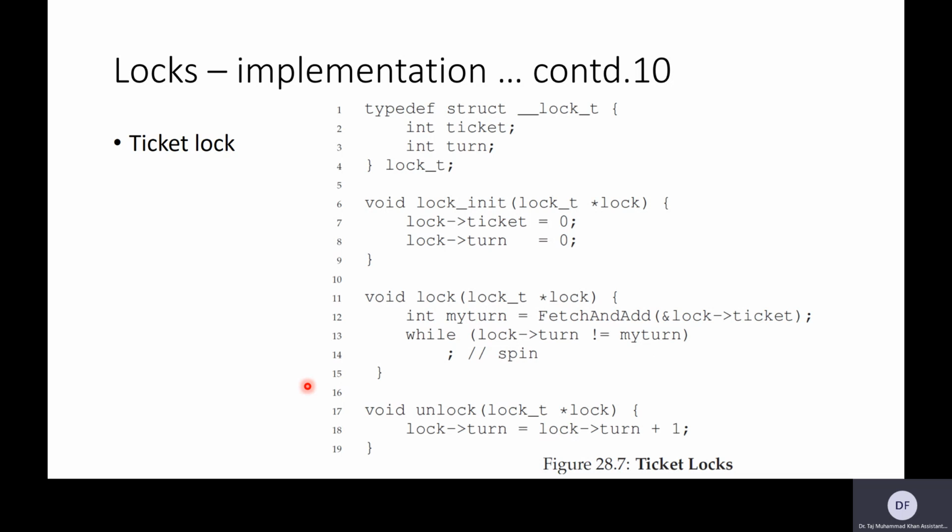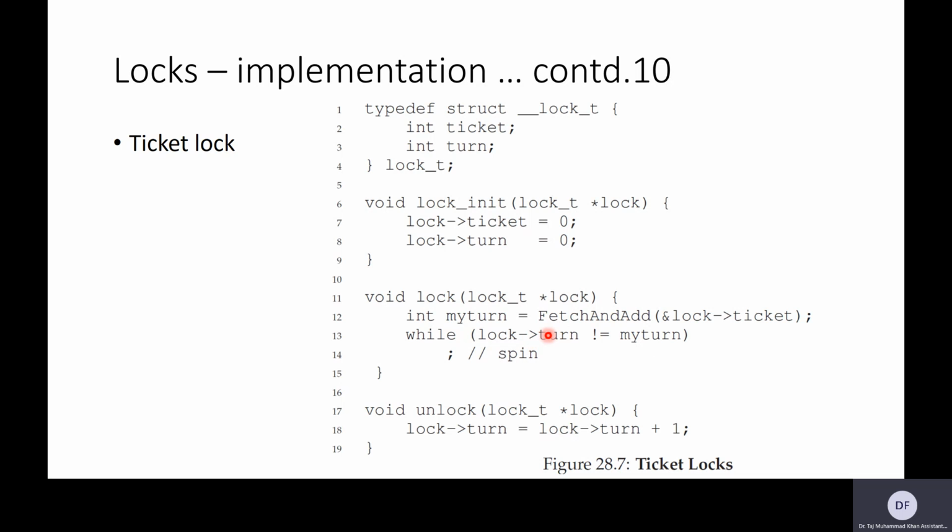While it is in the critical section, let's say thread T2 calls lock. It will again do this fetch and add instruction. Fetch and add will basically increment the value of ticket and return the old value of ticket. So the old value of ticket now was 1. So it will increment the value of ticket to 2, and my turn will receive the old value of ticket, which was 1. And then it will see whether lock arrow turn is equal to my turn or not.